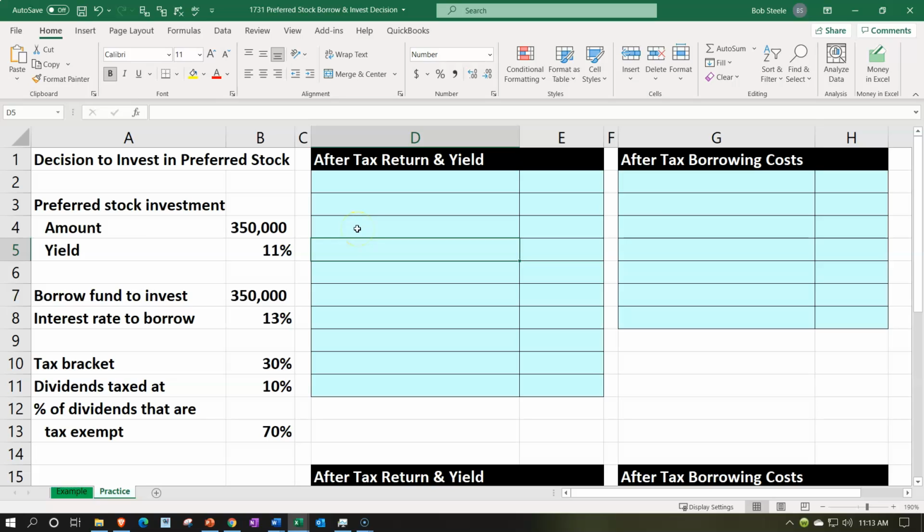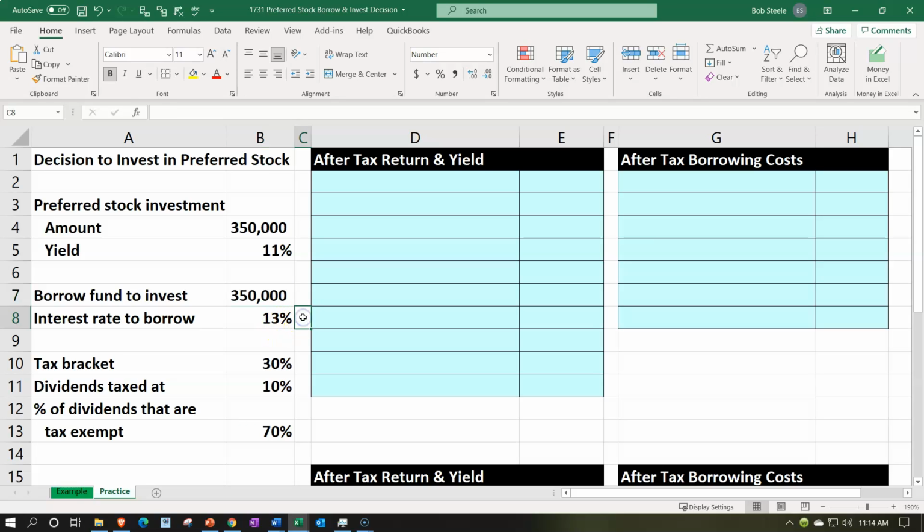We're looking at a scenario as to whether we should invest in preferred stock and borrow in order to do so, taking into consideration the tax implications that are involved in it, which can be significant. Scenario, we have the preferred stock. We're thinking about purchasing the $350,000 as an investment with a potential yield of 11%. We're thinking of borrowing the money to do it for the full amount, the $350,000, interest rate at 13% to borrow.